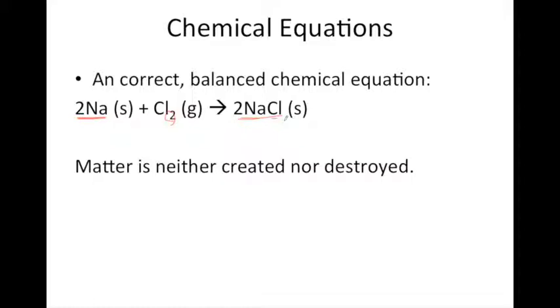So we'll explore balancing chemical equations a little more later. But be sure that you appreciate the parts of a chemical equation, what the subscripts and coefficients indicate, and how to recognize an incorrect chemical equation when you see one.